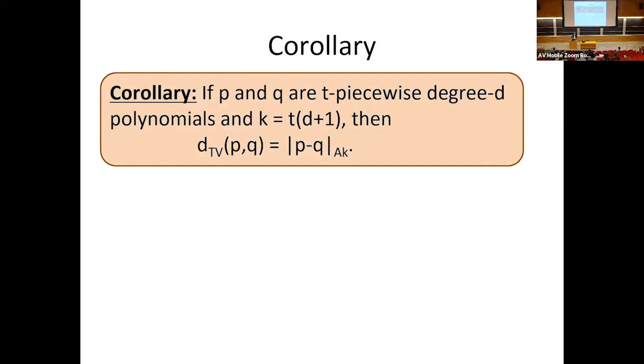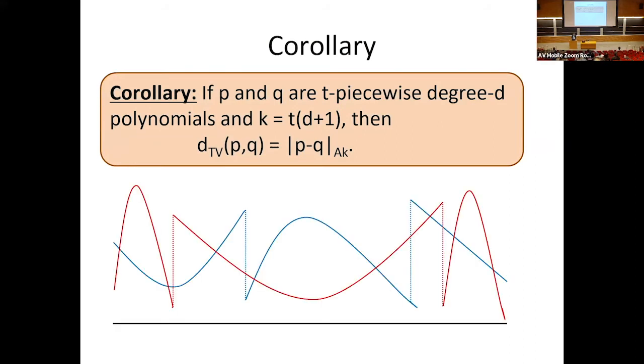So you can split the real line into T pieces, and on each piece, P is a degree D polynomial, and similarly for Q. Then if we take K to be T times D plus 1, total variation distance equals AK distance. And what's the point? The point is, if you take the union of the partitions, the common refinement, then you've got a partition of the real line where on each part, both P and Q are degree D polynomials, or their densities are, and 2 degree D polynomials cross in only D points. And so we've got a bound on the number of points, and we apply the lemma.